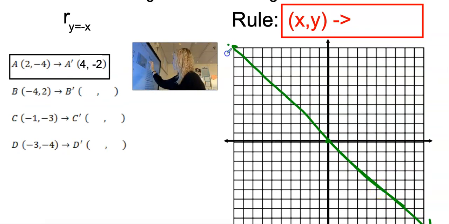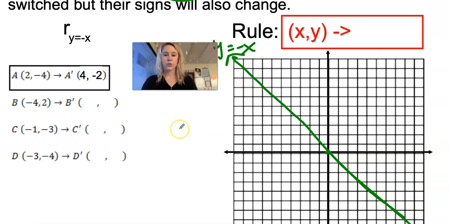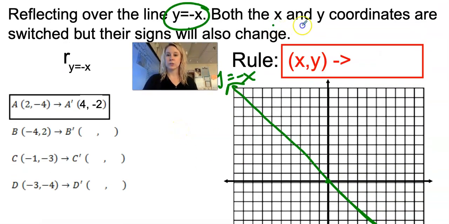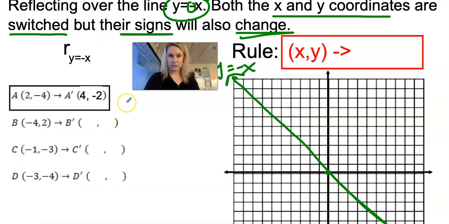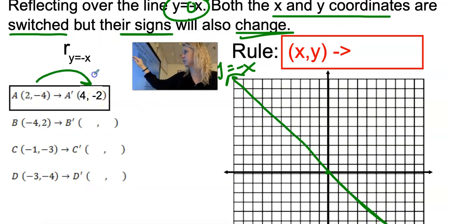So the line y equals x is the line going up, and y equals negative x is the line going down. The rule with this one: you are still going to switch them, so the x and the y coordinates are going to be switched. But this negative means take the opposite, so I'm going to change their signs. So let's look at an example.